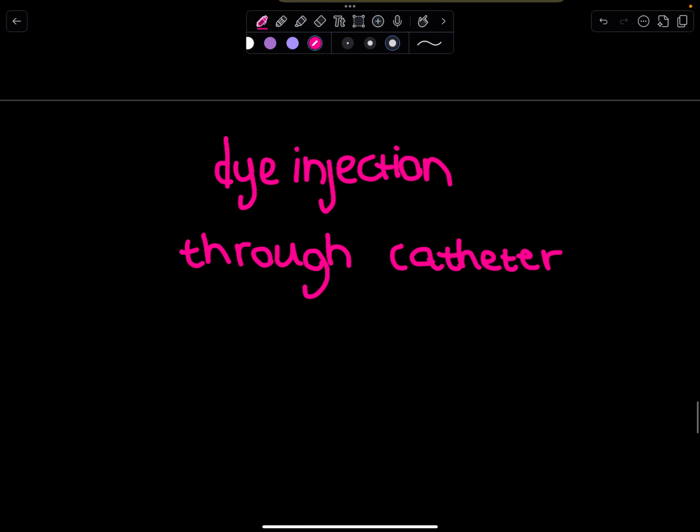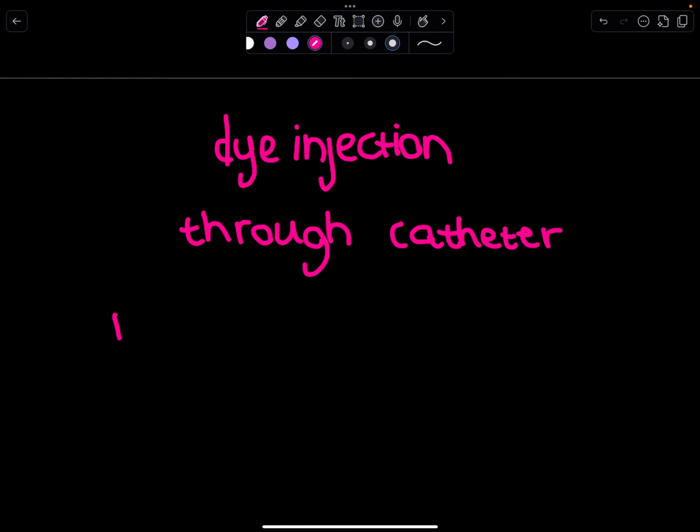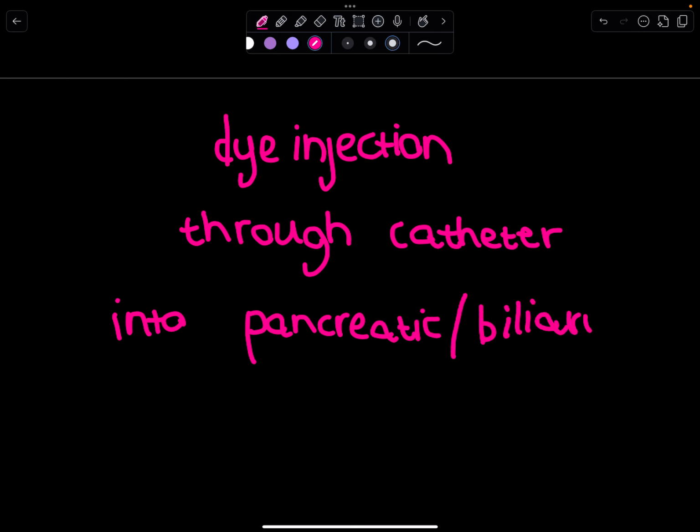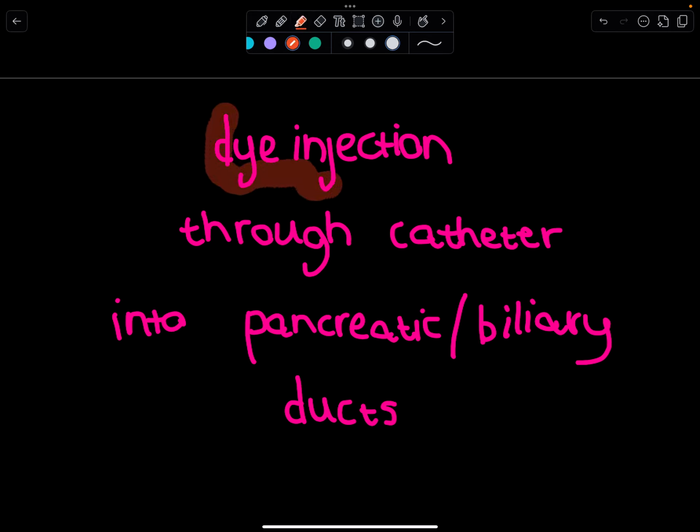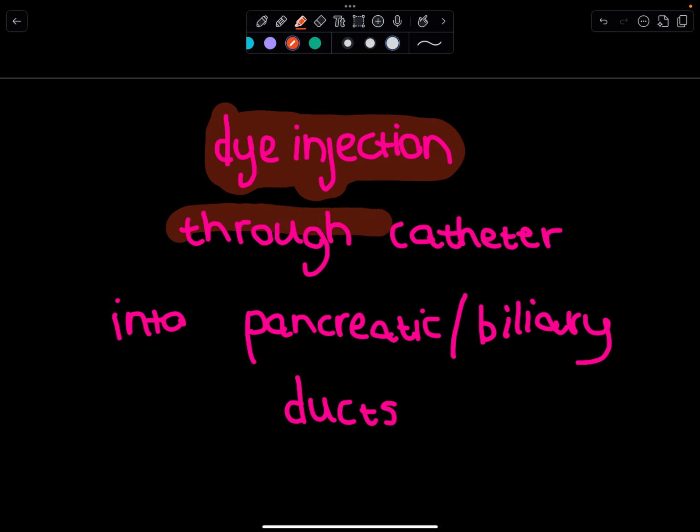Dye injection through a catheter into the pancreatic ducts happens during a procedure called endoscopic retrograde cholangiopancreatography, ERCP. It's done to diagnose or treat issues in the pancreatic or bile ducts, like blockages, stones, tumors, or strictures. A doctor threads an endoscope through the mouth to the duodenum, locates the duct's opening, and slides a thin catheter through the endoscope into the pancreatic or bile ducts. Contrast dye is then injected, and x-rays are taken to visualize the ducts for abnormalities.